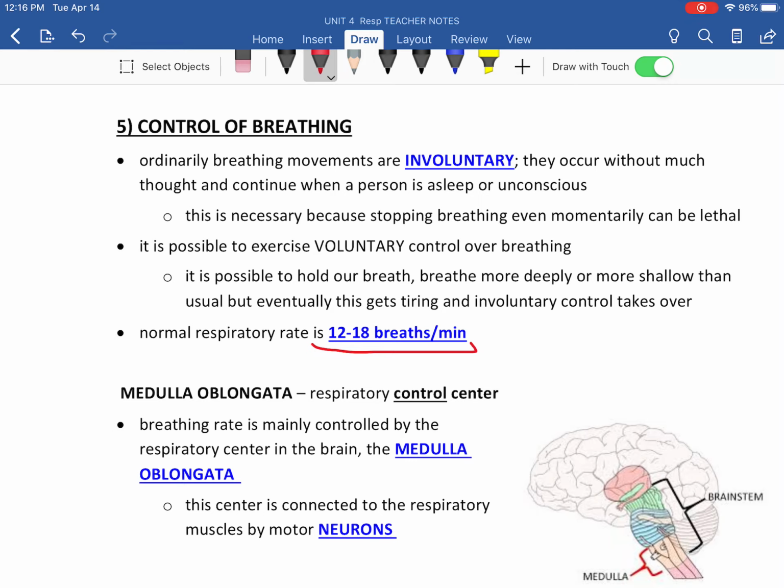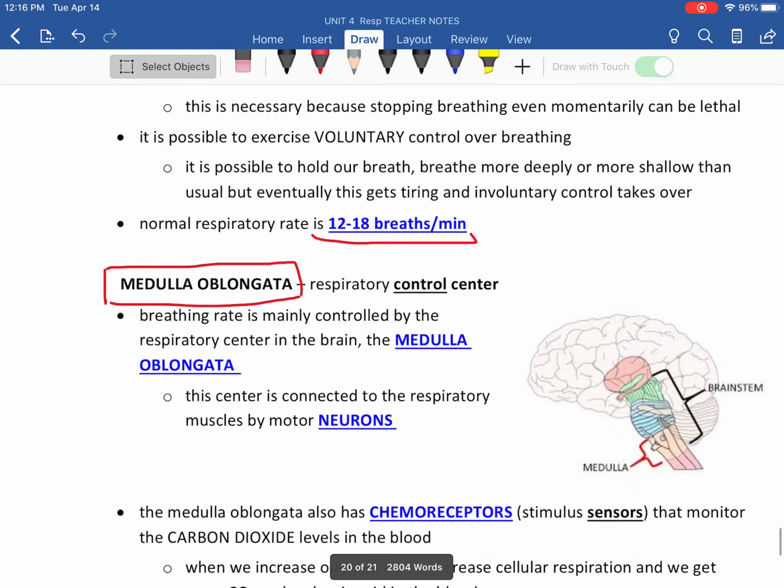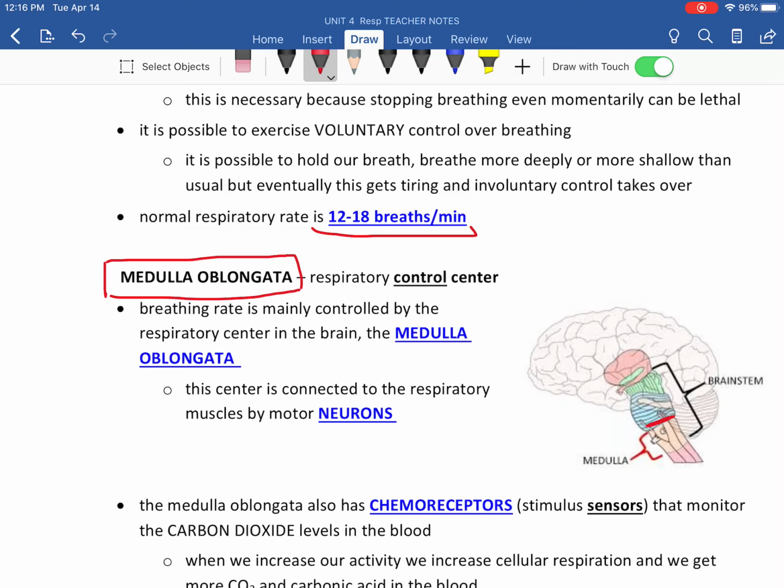Okay, so the control center. The control center is the medulla oblongata. This is a section in our brainstem right here. And that's going to be the control center of this negative feedback system, okay? It is then connected to our diaphragm and our intercostal muscles through nerves, motor neurons. The medulla oblongata also acts as the receptor. It has chemoreceptors built into it that sense and monitor carbon dioxide and hydrogen ion, or acidic, levels.